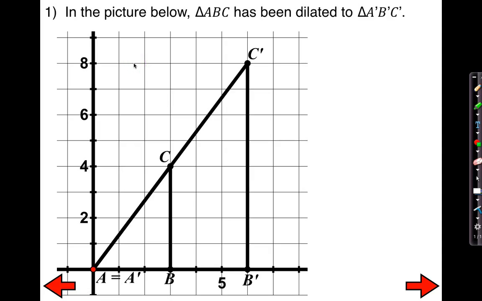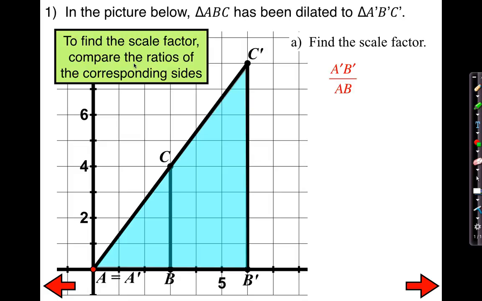Moving on to number 1, it says in the picture below, triangle ABC has been dilated to triangle A prime, B prime, C prime. So in this case, you can hopefully see that the dilation resulted in a larger triangle. So here it says part A, find the scale factor. So in order to find the scale factor, I'm going to look at the ratio of corresponding sides. So the first one I'm going to look at is A prime B prime to AB.